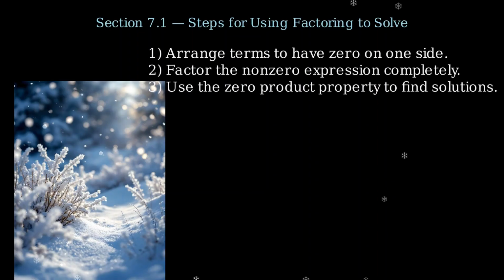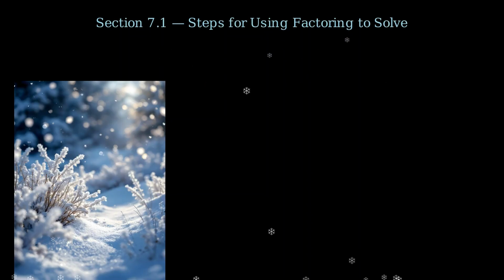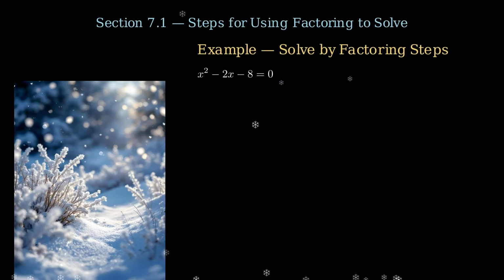To solve a quadratic equation using factoring, we follow 3 steps. First, arrange all terms so that you have 0 on one side. Second, factor the non-zero expression completely if possible. Third, make use of the zero product property to find the final solutions. Let's apply these steps to an example.